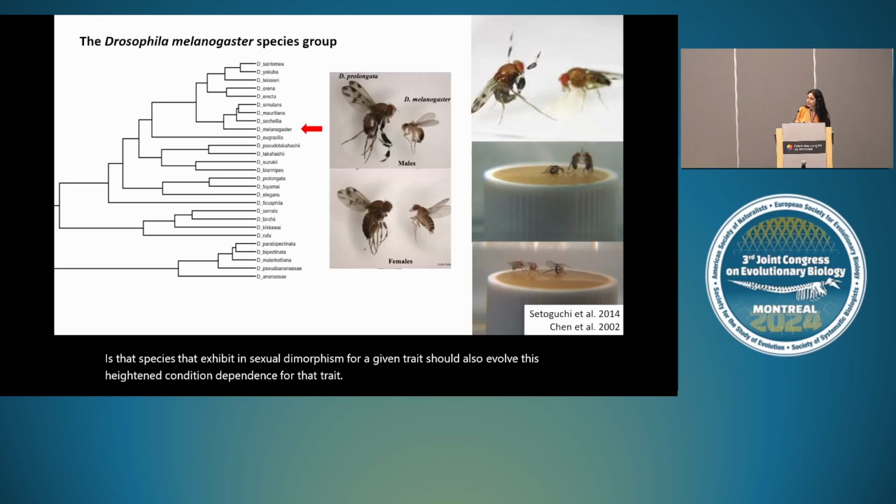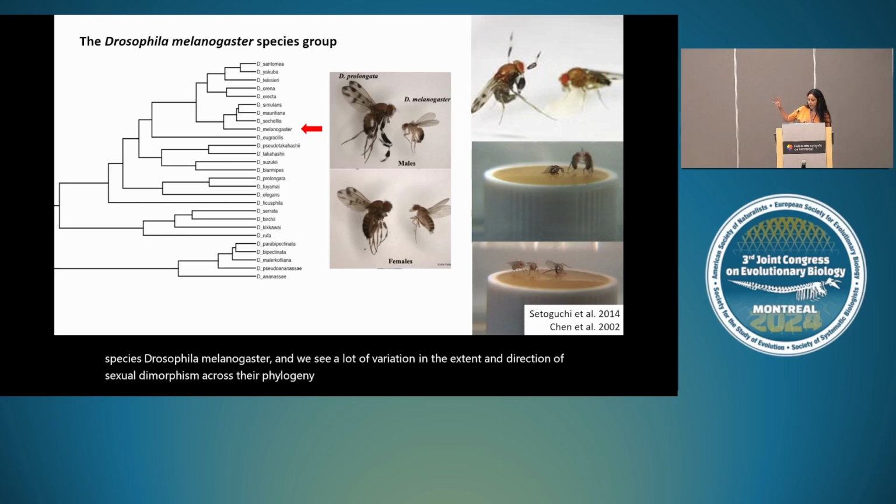And so to test the predictions of the genic capture model, we looked at the macro and microevolutionary patterns of sexual dimorphism and condition dependence across the Drosophila melanogaster species group. And not surprisingly, this species group contains our model species, Drosophila melanogaster. And we see a lot of variation in the extent and direction of sexual dimorphism across our phylogeny.